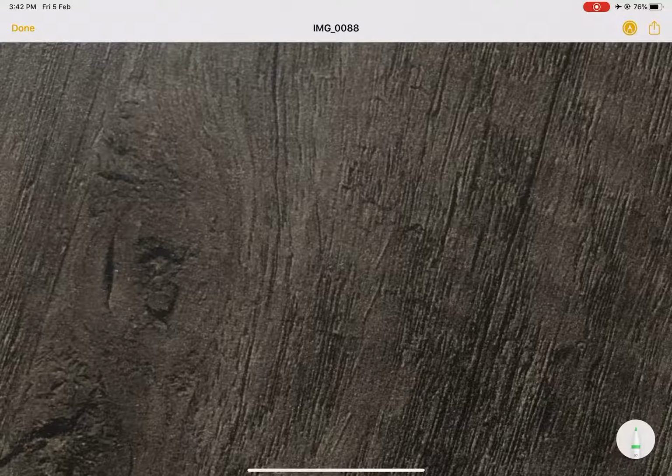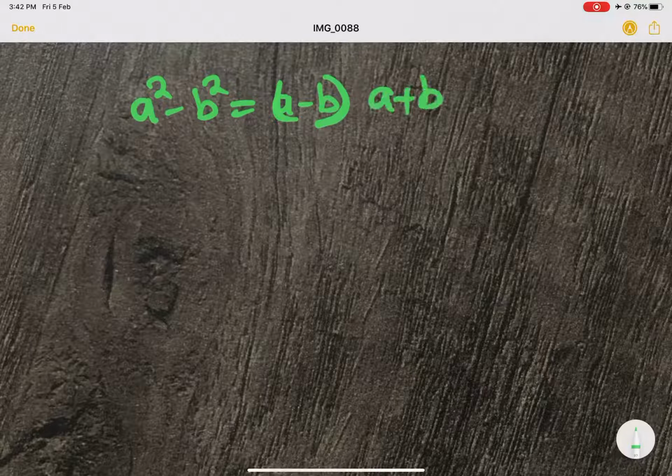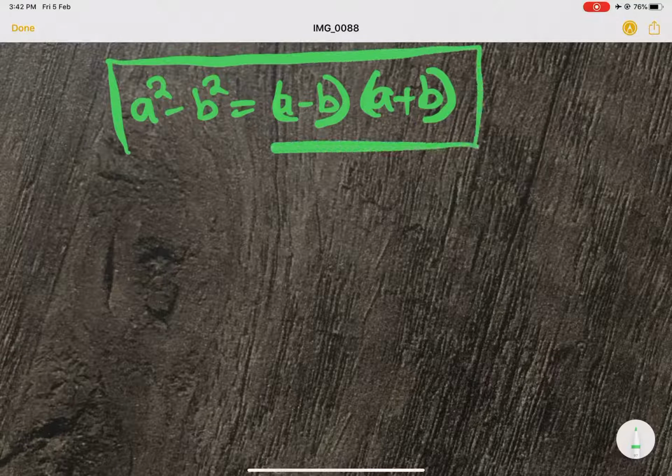In general, given a squared minus b squared, this is the same as a minus b and a plus b. So that's our general formula. Okay, given a squared minus b squared, this is the same as a minus b and a plus b.